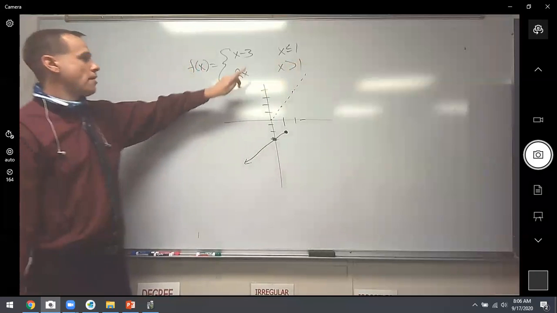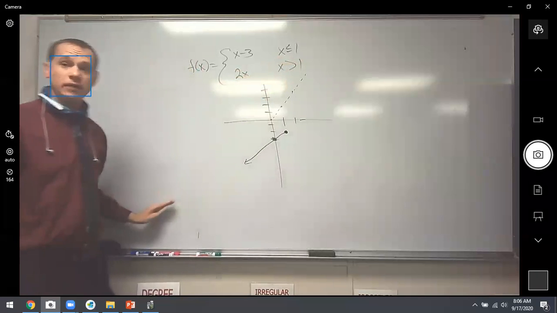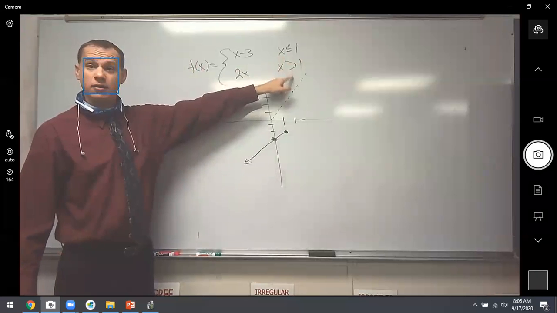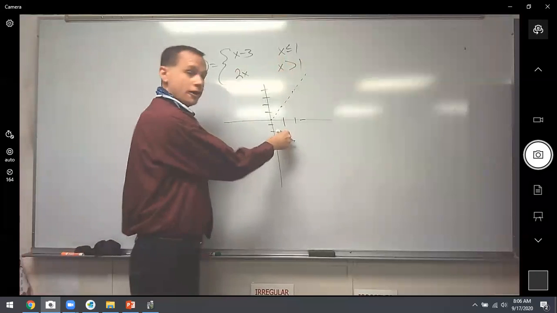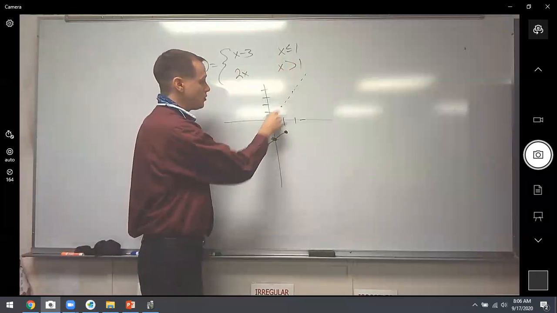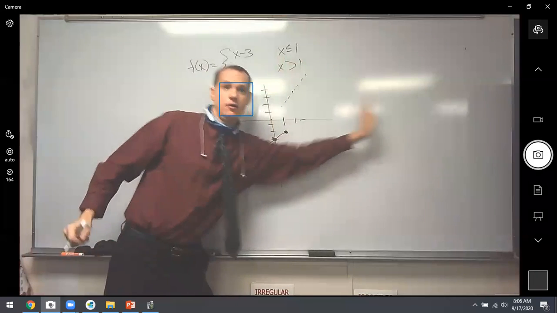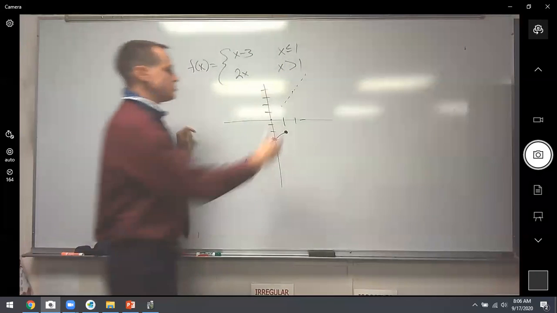Now, do I want to draw the whole line? No, just where x is more than 1. So where's x equals 1? Right here, correct? And up here, so I want to erase this part over here. I don't want anything over here. I just want where x is more than 1. So it's going to look like this kind of thing.